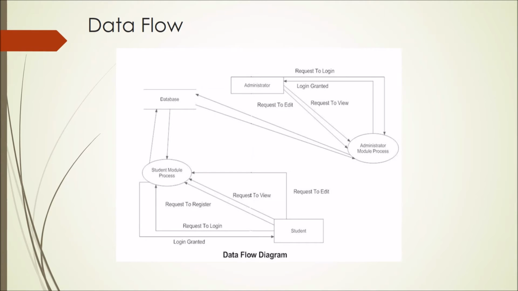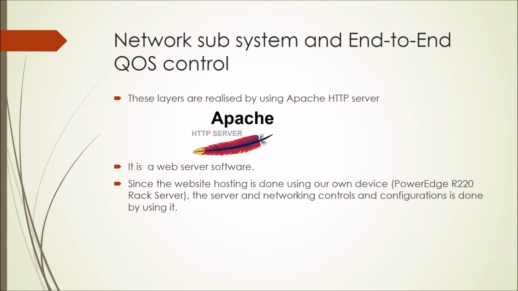This is the data flow diagram. These layers are realized by using Apache HTTP server. It is a web server software. Since the website hosting is done using our own device, which is the PowerEdge R220 rack server, the server and networking controls and configurations are done by using it.